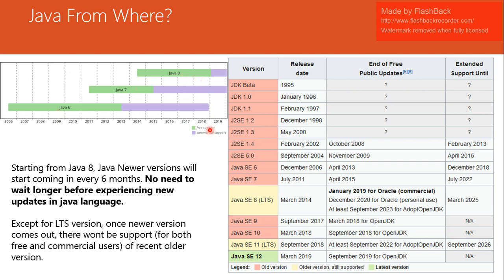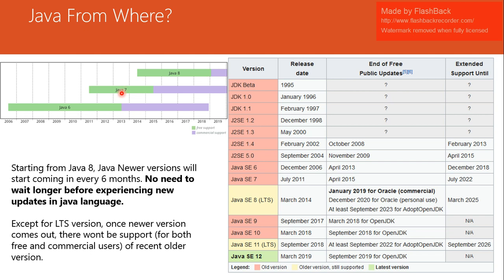What do I mean by free support? Free support means there will still be releases coming in till the beginning of January 2019, and after that, if you want more updates on Java 8, you have to go for the commercial version. Otherwise, you will not be able to get Oracle updates on Java 8 any longer.